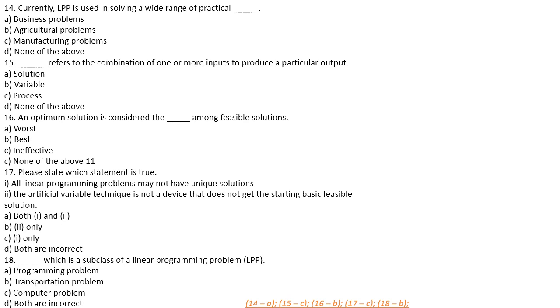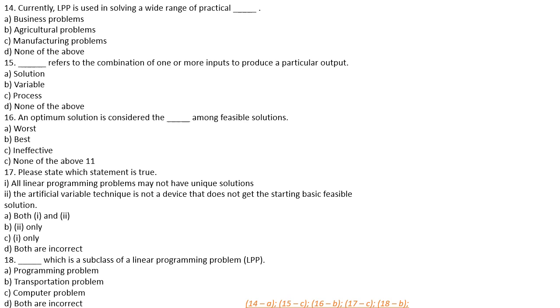17. Please state which statement is true. One, all linear programming problems may not have a unique solution. Two, the artificial variable technique is a device to get the starting basic feasible solution. A, both 1 and 2. B, 2. C, 1 only. D, both are incorrect. Correct answer is option C, 1 only.